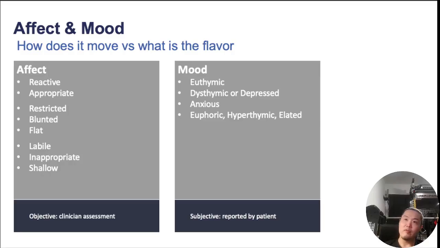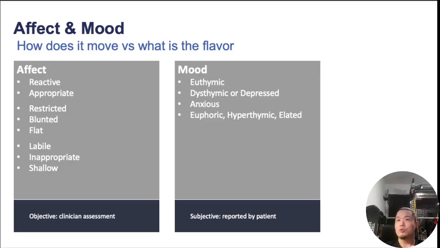So again, the affect is something that's a little bit more objective. We include it in the objective section of the MSE, and this is something that the clinician assesses and is something that we would actually regard to be a little bit more valid. Okay. Comparatively, mood is more subjective, and this is something that you have to rely on the patient to tell you about.